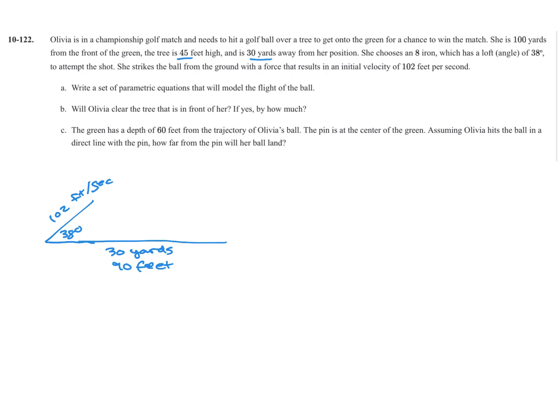And she's 100 yards from the green. So here's the tree. That tree is 45 feet tall. And then she is another 100 yards from the green, so this would be 70 yards. And this would be 210 feet.